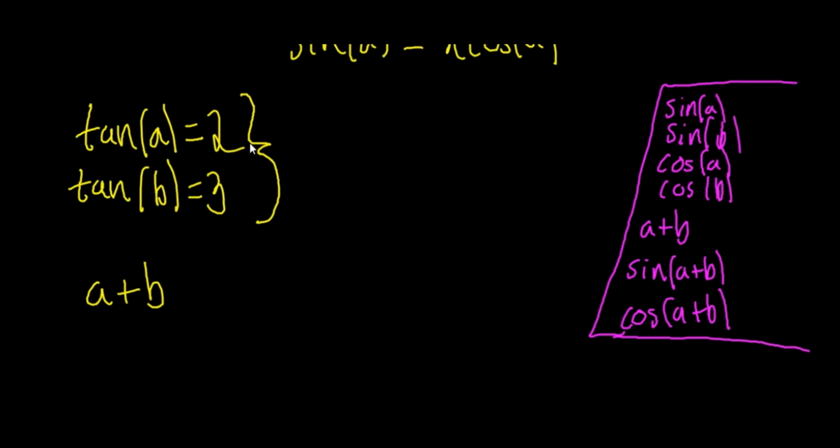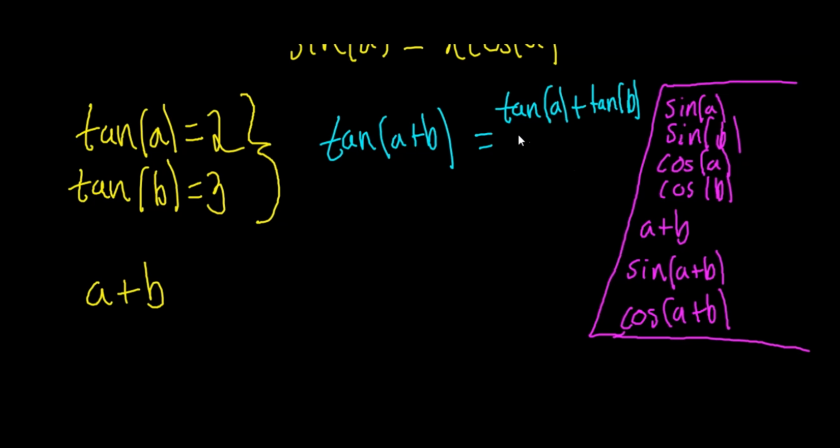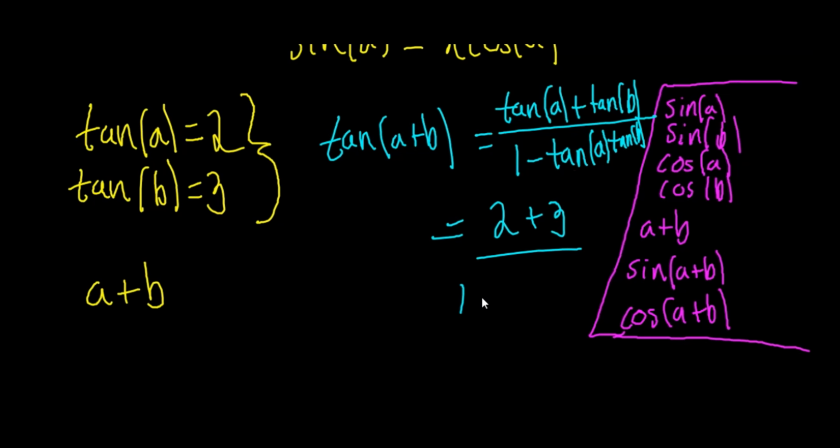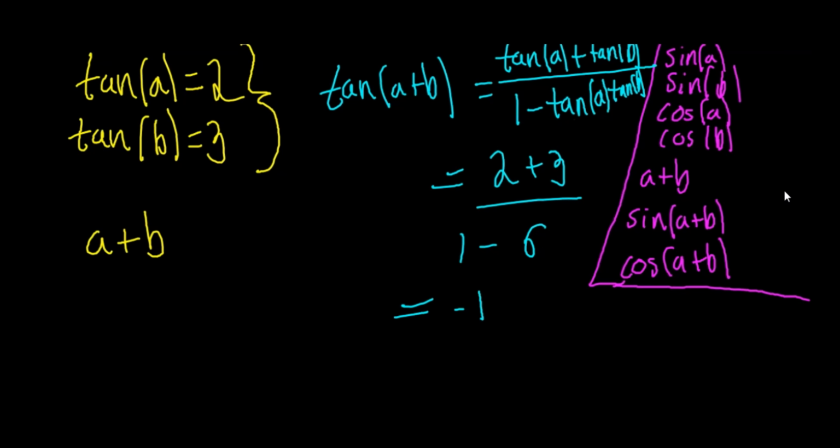And it turns out there's a nice trigonometric identity that's analogous when we're taking the tangent of the sum of two angles. This trigonometric identity says the following: tangent of A plus B is equal to tangent of A plus tangent of B divided by 1 minus tangent of A times tangent of B. Well, we know tangent of A is 2, we know tangent of B is 3, so this is going to be equal to 2 plus 3 divided by 1 minus 2 times 3, which is 6. So we have 5 divided by negative 5, which is equal to negative 1.